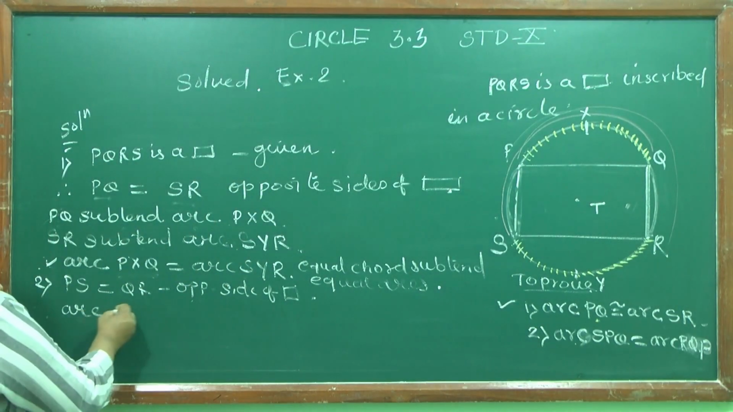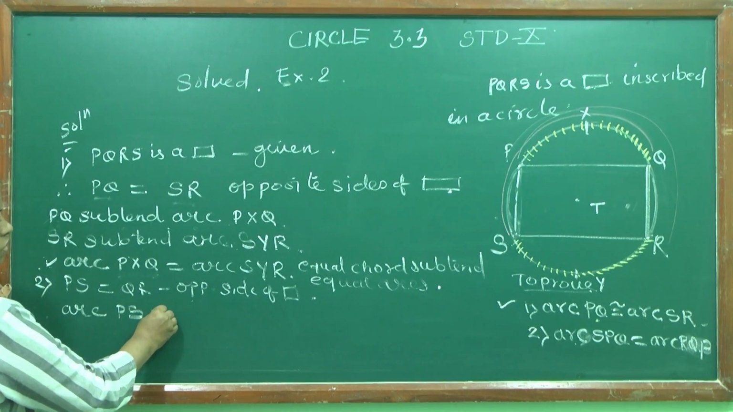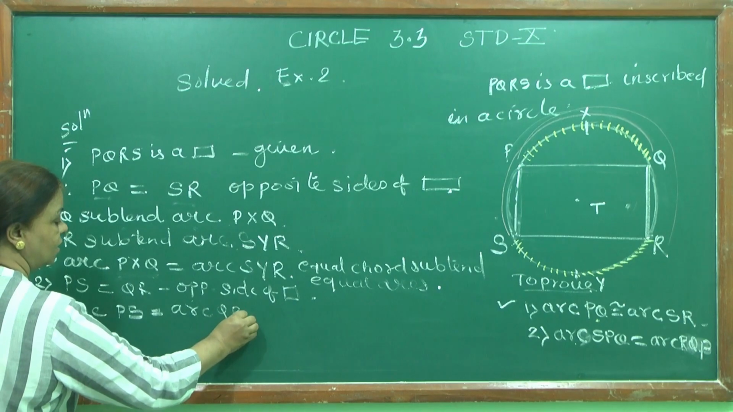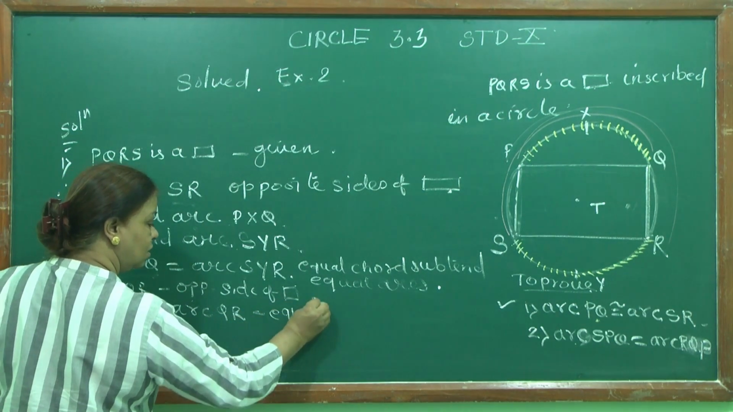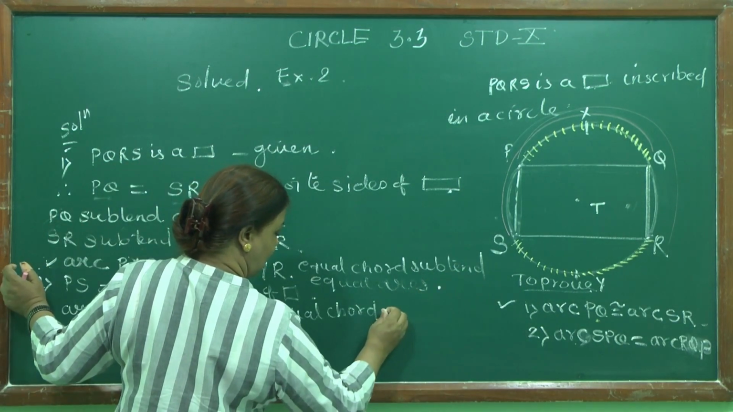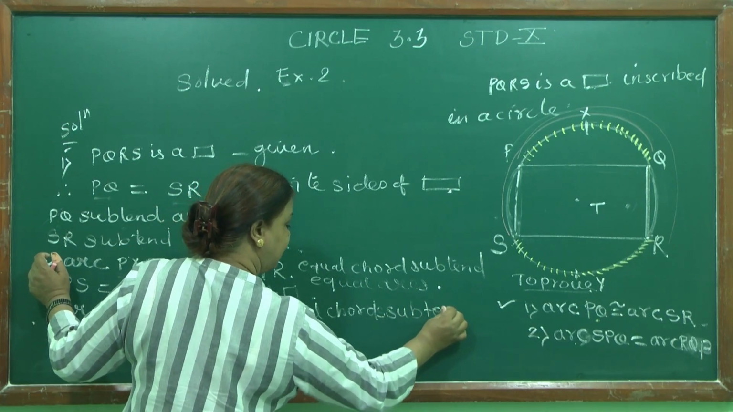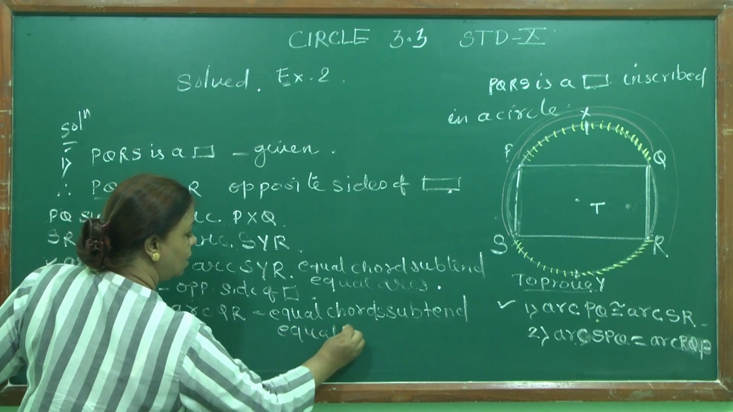So arc PS is equal to arc QR, reason would be the same, equal chords subtend equal arcs.